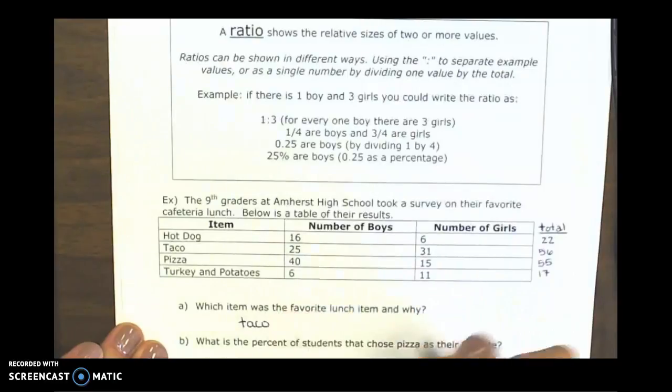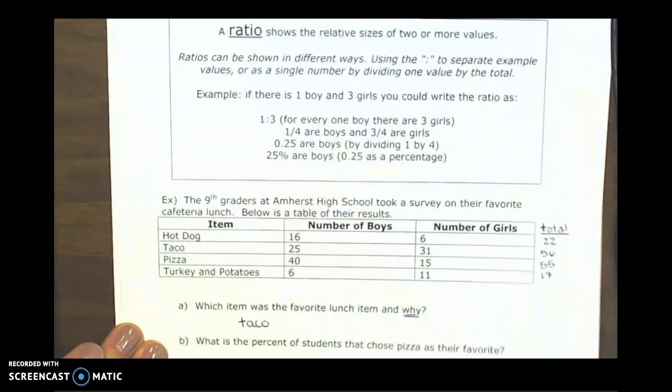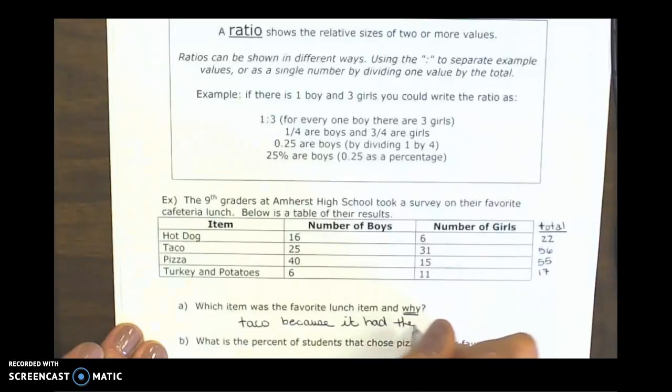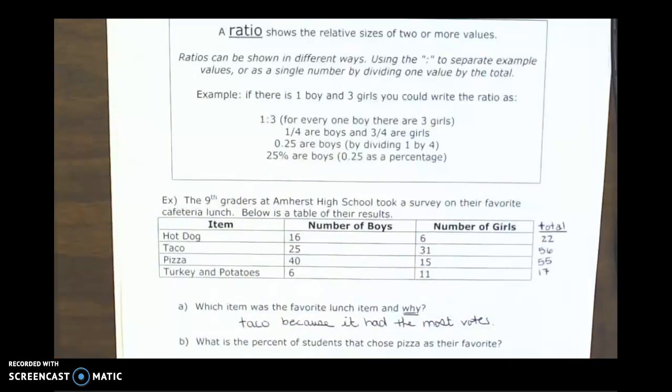Okay, and how do I know that? Whenever you see the word why, that means we have to write because and explain how we know. Because it had the most votes. All right, now, if I were part of the survey, I probably would have picked pizza because that's my favorite. So let's take a look.